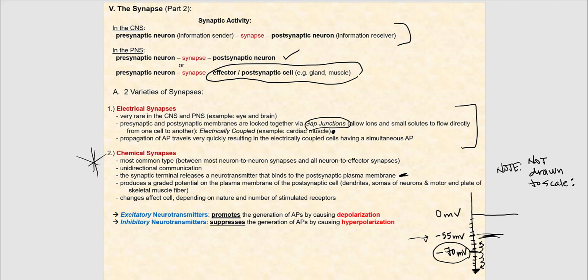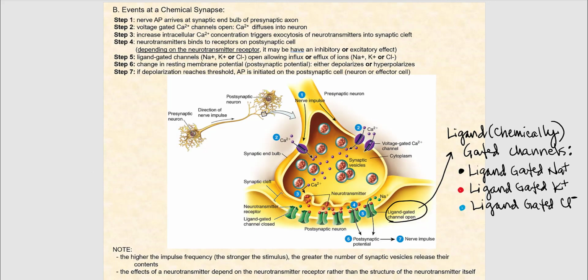Remember, those voltage-gated channels are only found in the axolemma. Okay, so this should look hopefully fairly familiar to you. Here is my synaptic end bulb, my synaptic knob of the presynaptic neuron. So this is right over here, right? So this is all presynaptic neuron.